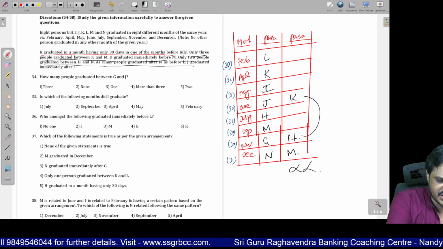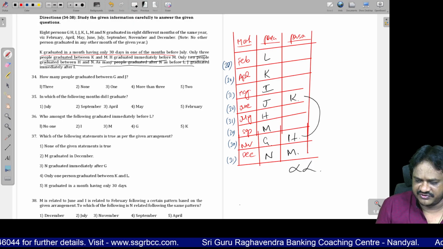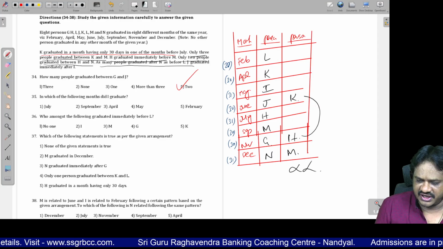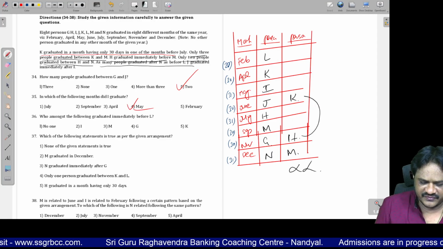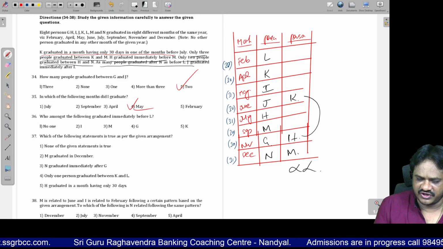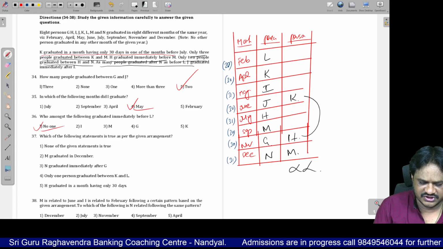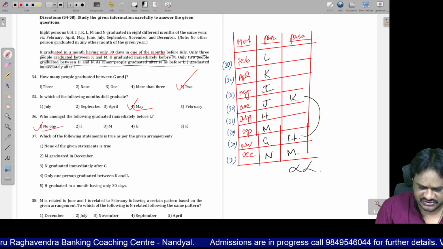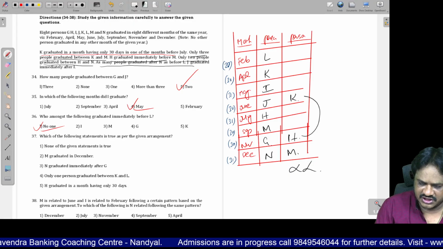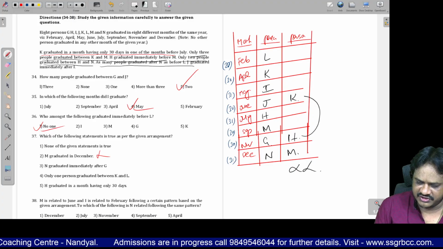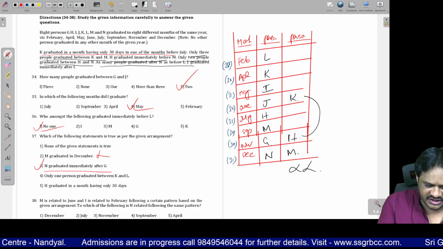Now first question, how many people are there in between G and J? There are 2 people. In which month did I graduate? That is May. Who is immediately before L? No one. So no one is the correct answer. Which of the following is true with reference to the arrangement? M graduated in December is not correct. N graduated immediately after G, definitely correct.